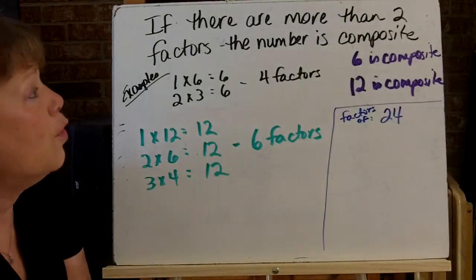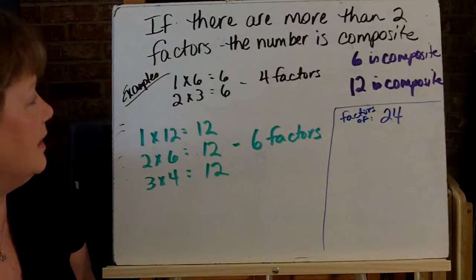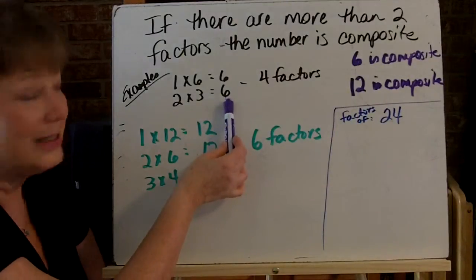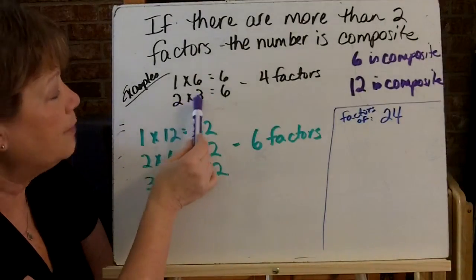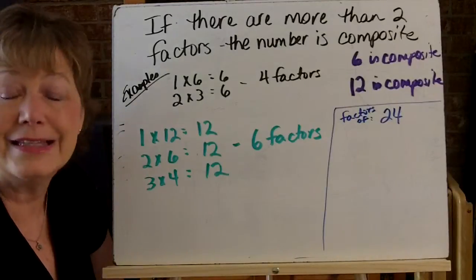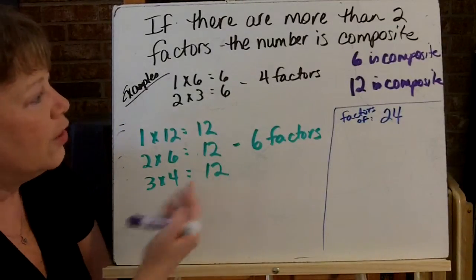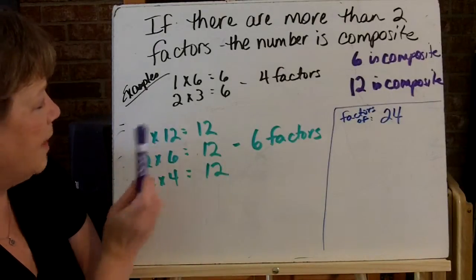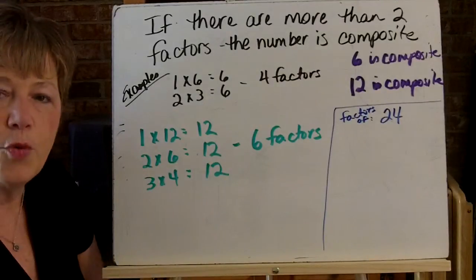If there are more than 2 factors, then the number is composite. For example, back to 6, 1 times 6 equals 6, and 2 times 3 equals 6. So it has 4 factors. It is not prime, it is composite. 12 is composite. It has 6 factors. 1 times 12, 2 times 6, and 3 times 4.